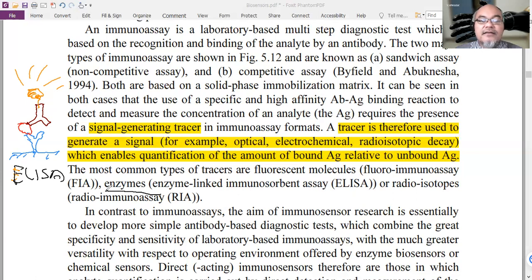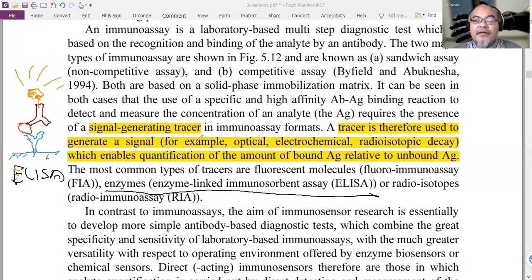immunosorbent assay. Because the second antibody is linked with an enzyme that can label the reaction, you can put the whole reaction chamber into a fluorescent reader, for example, or luminescent reader. Then you can quantify the amount of antibody that bound to that antigen, which also shows the quantity of the antigen.